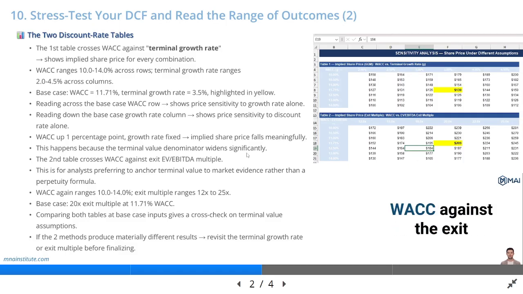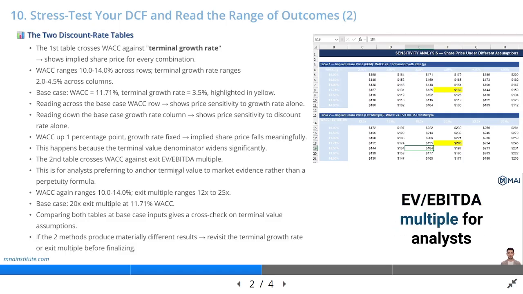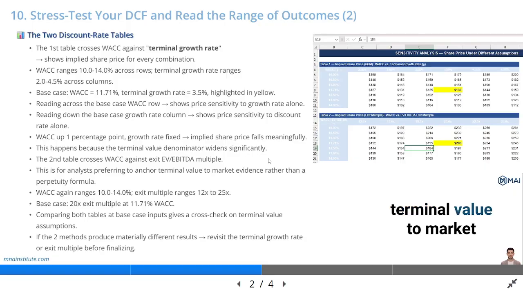The second table crosses WACC against the exit EV to EBITDA multiple for analysts who prefer to anchor terminal value to market evidence rather than a perpetuity formula. WACC again ranges from 10.0% to 14.0%, and the exit multiple ranges from 12x to 25x. The base case uses a 20x exit multiple at 11.71% WACC. Comparing the implied prices from both tables at the base case inputs gives you a cross-check. If the two methods produce materially different results, the terminal growth rate or exit multiple assumption deserves another look before the valuation is finalized.